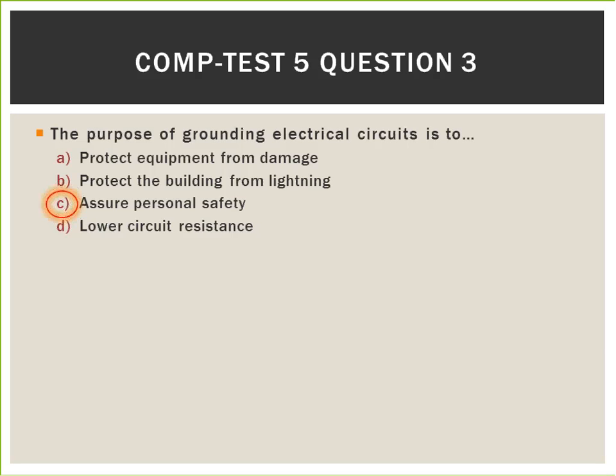Answer A and B are not the best answer because other electrical systems have fuses or circuit breakers for protection to protect against a major fault current or short circuit, and the building has a standalone grounding system to protect from lightning. The human body may be fatally shocked by a current of less than 1 ampere, well below the point at which a fuse or breaker will operate. Grounding helps prevent such a hazard from occurring. Answer D is not the best answer because grounding of electrical circuits has no impact on lowering circuit resistance.